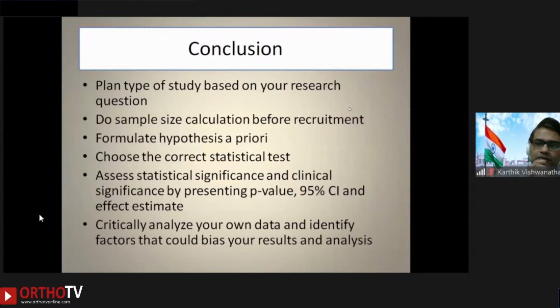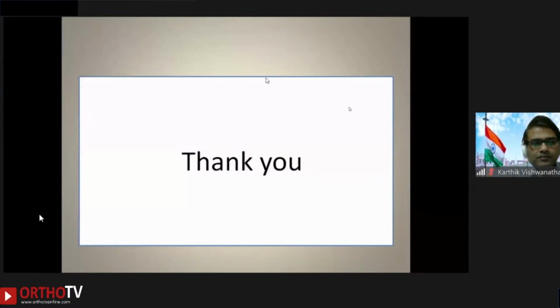So in conclusion, when you plan a statistical test, choosing the right test is important, because if you do not do it properly, then it is going to jeopardize the internal validity of the study, giving rise to bias. So do it before you recruit the patients. All the hypotheses should be formed before the test. Choose the correct statistical test. Always quote the p-value and the 95% confidence interval, and always comment on whether the data is clinically significant as well, in addition to statistical significance. Thank you very much for your attention.